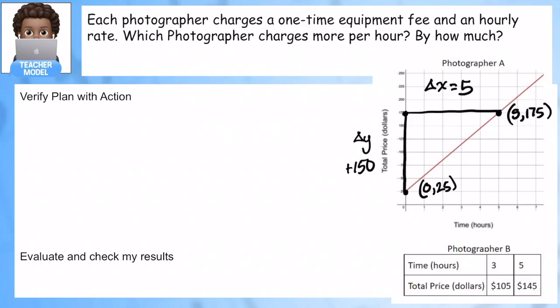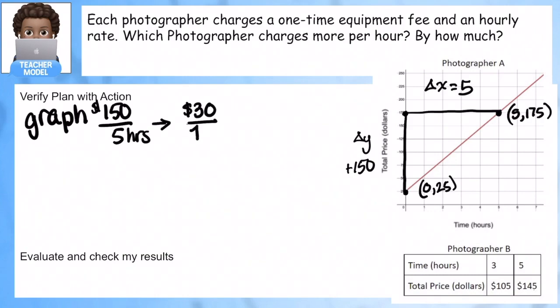All right, so for my graph, my slope is 150 over 5, $150 over 5 hours. And I'm going to simplify that into 30. So 15 divided by 5 is 3, so 150 divided by 5 is 30. So $30 per 1 hour. There's my slope. Now let's look at the second example, which is the photographer in the table.